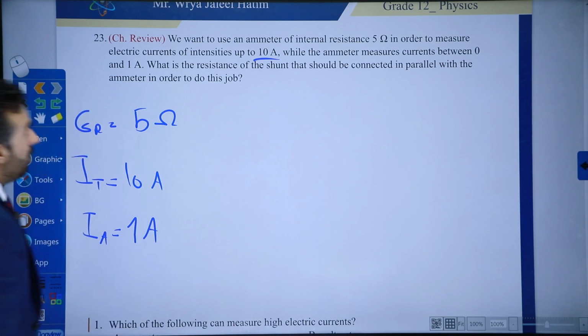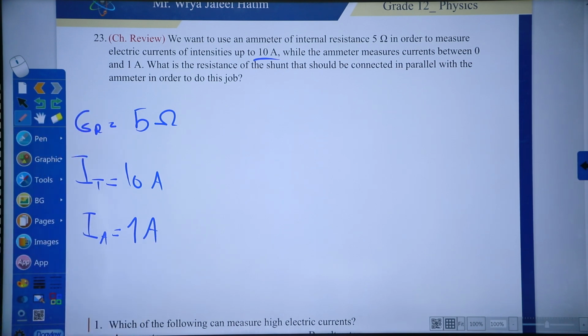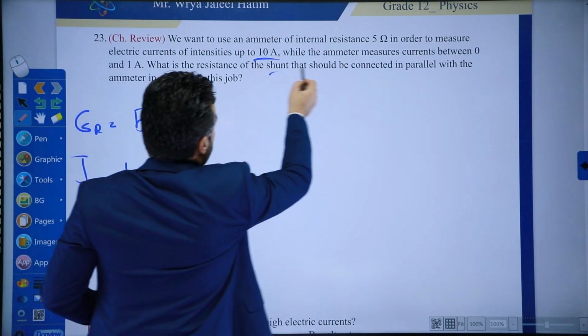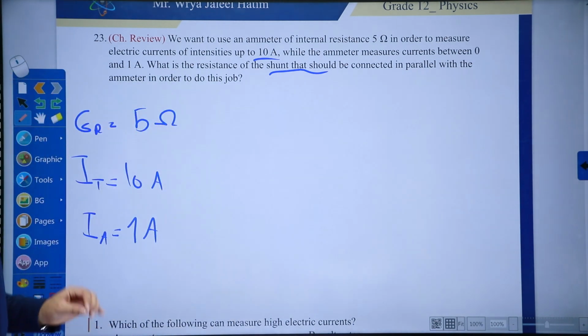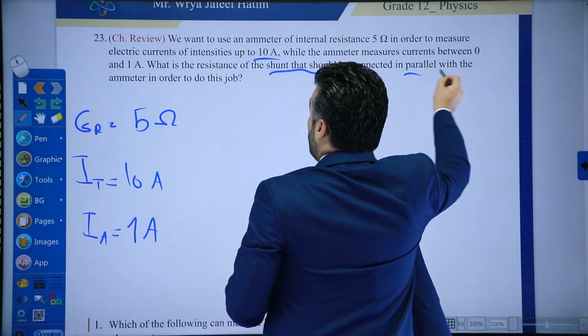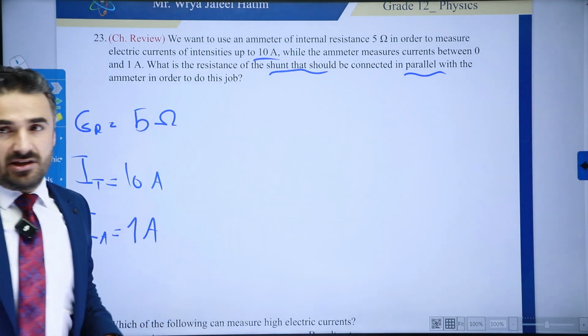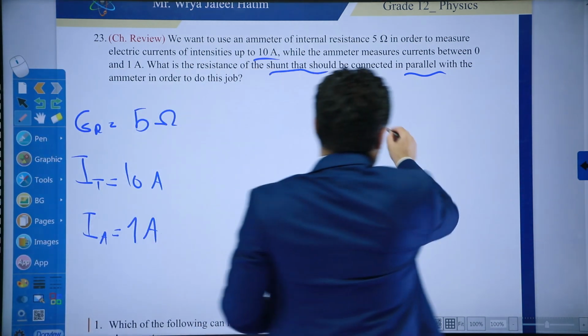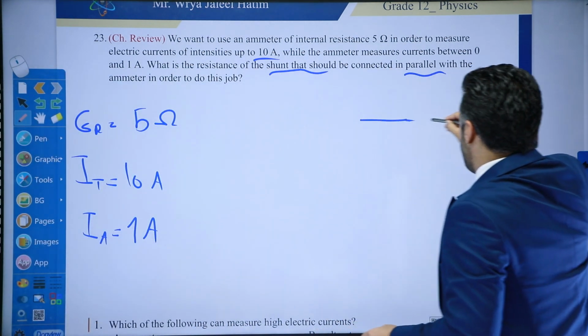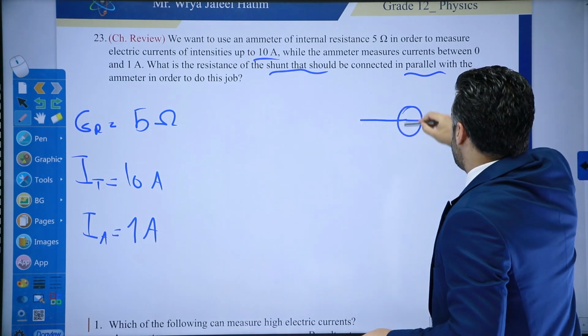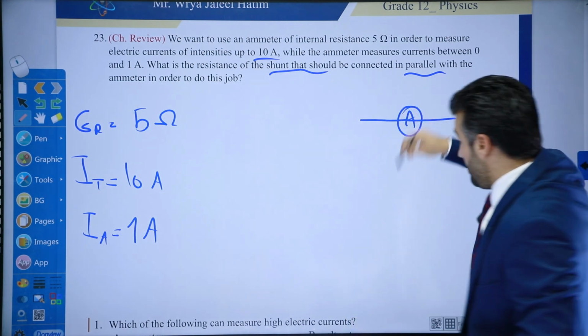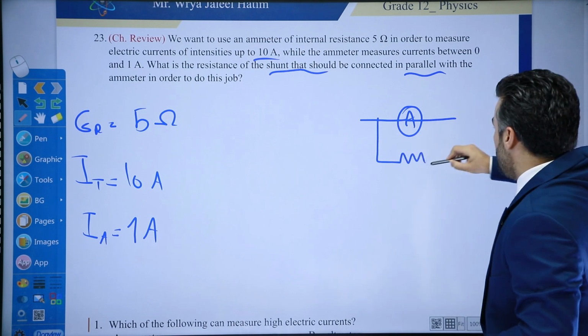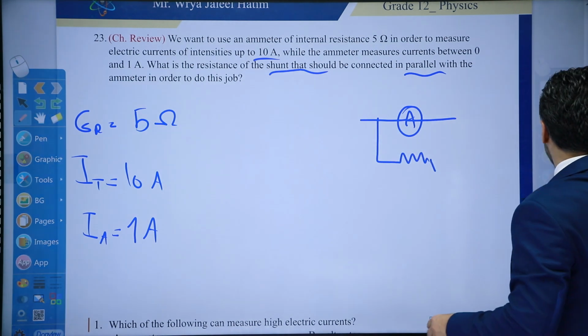Next it says, what is the resistance of the shunt that should be connected in parallel with an ammeter in order to do this job? So we can do something like this. We can call this one the ammeter, that is basically the galvanometer that we will use as an ammeter. This is the resistance that we're going to connect with.